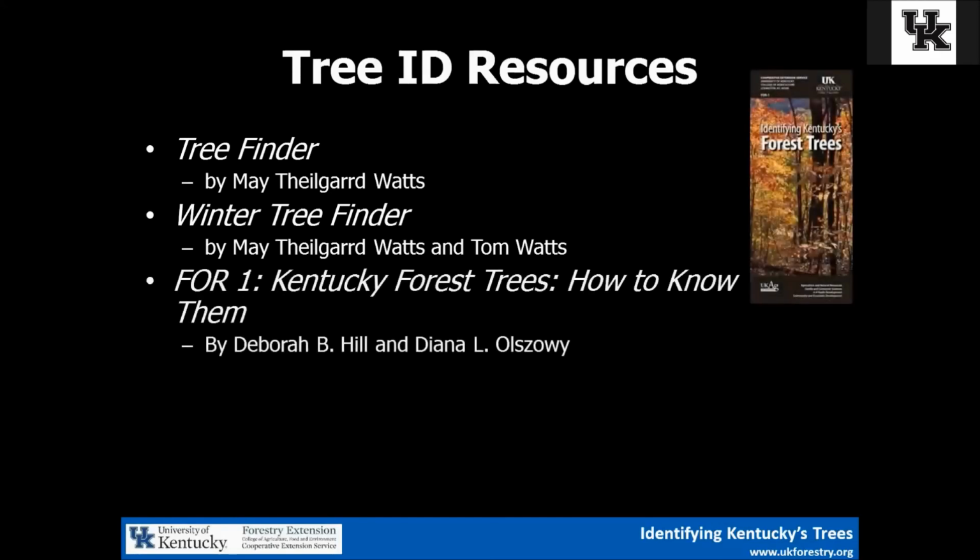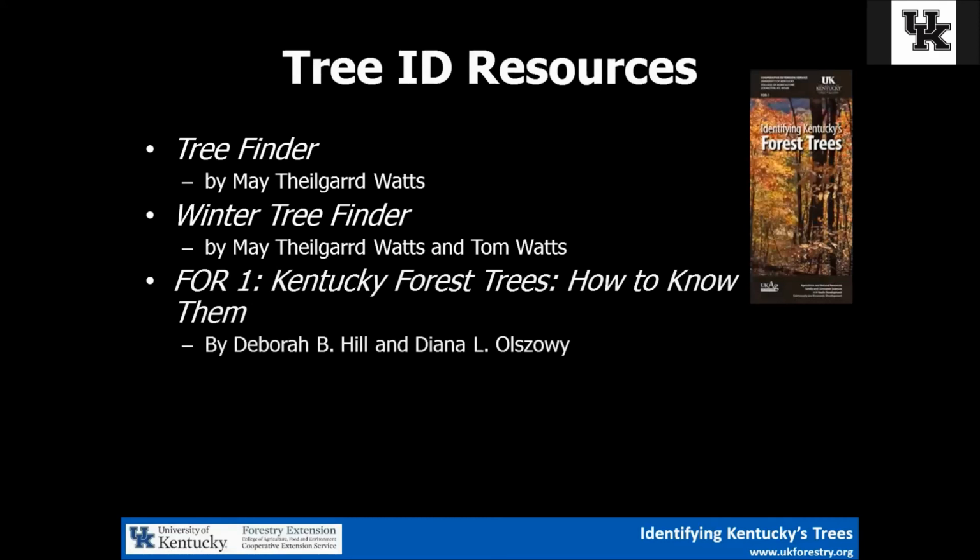Then we've got another publication. This is a University of Kentucky publication. It's FOR1, Kentucky Forest Trees, How to Know Them, by Deborah Hill and Diana Olszowy. Those are $2 a piece. It's a nice, probably 100-plus page little book. It's pocket size. It's tall, but it can still fit in your pocket. And we have included a key with it now.